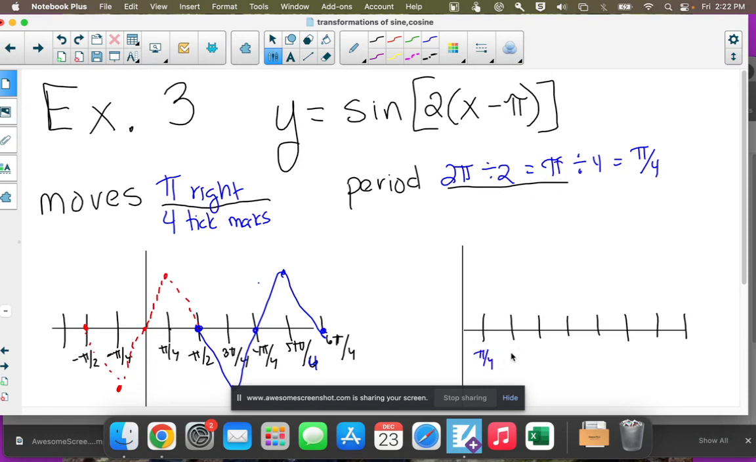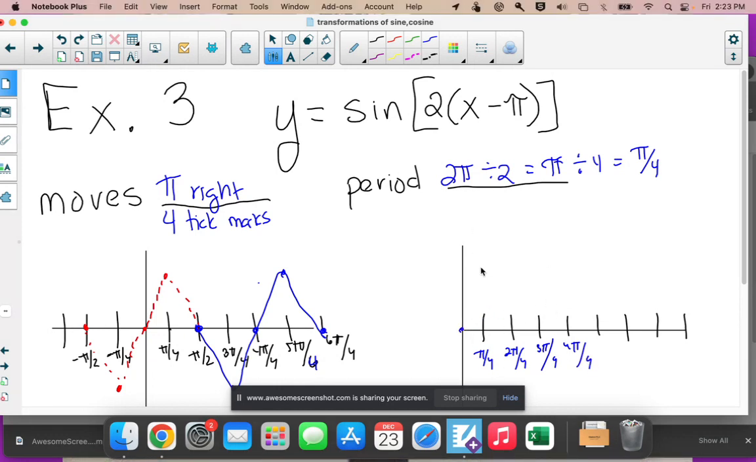So pi over 4, 2 pi over 4, 3 pi over 4, 4 pi over 4. This would have been your original shape, and it would have gone 0, 1, 0, negative 1, 0. Make it a nice dotted line. Okay, so that would have been your normal function. And if you're sliding it 4 tick marks to the right, we have to just basically keep going with our x-axis: 6 pi over 4, 7 pi over 4, 8 pi over 4, which is 2 pi.